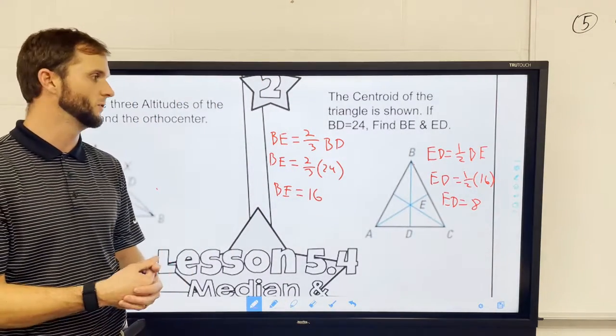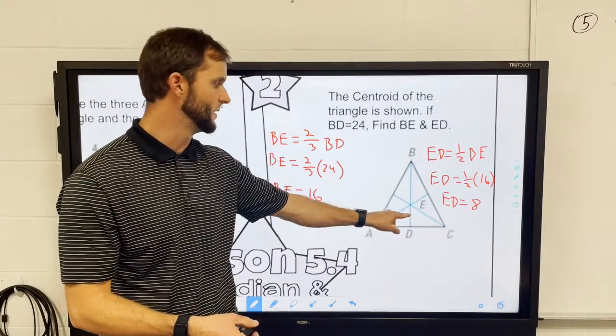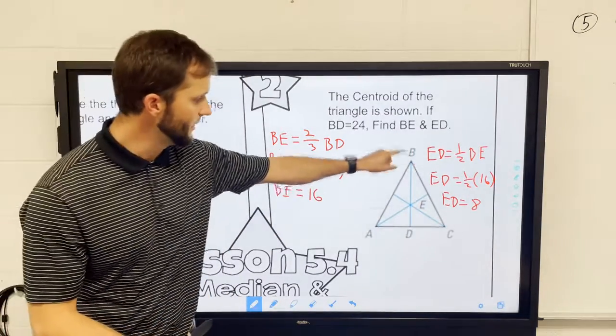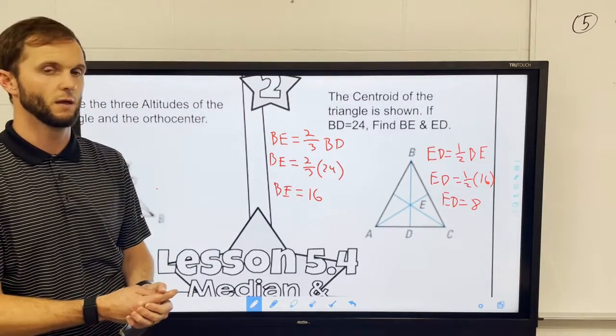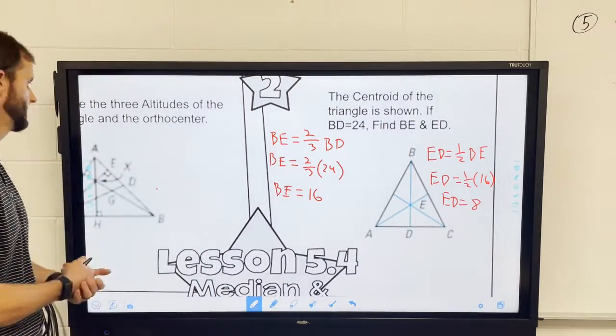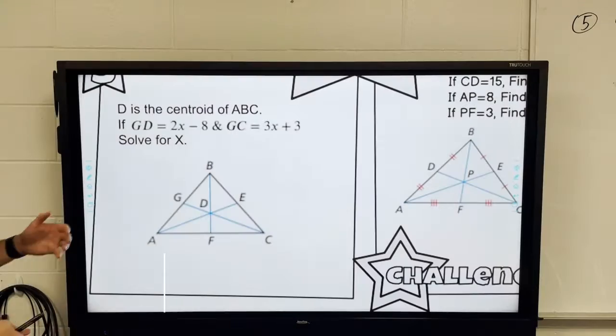Vice versa, if you wanted to, you could take 1/3 the distance from B to D to get ED as well. So ladies and gentlemen, this is how you find BE and ED. Let's jump over to example number 3.